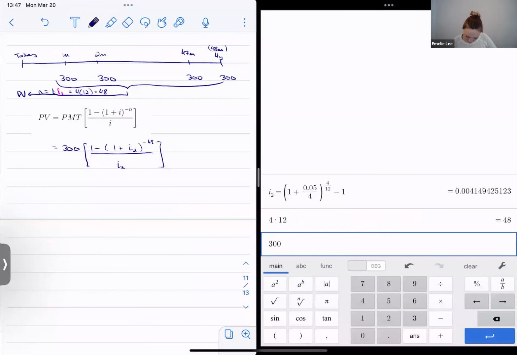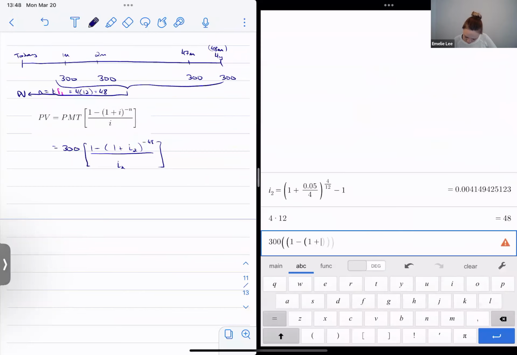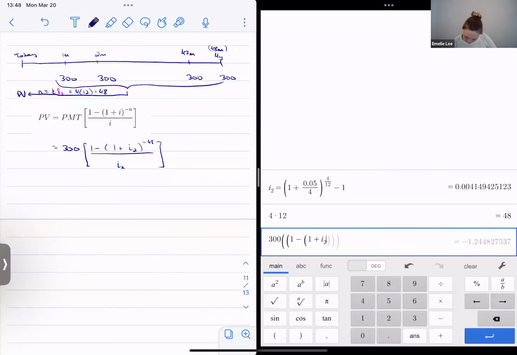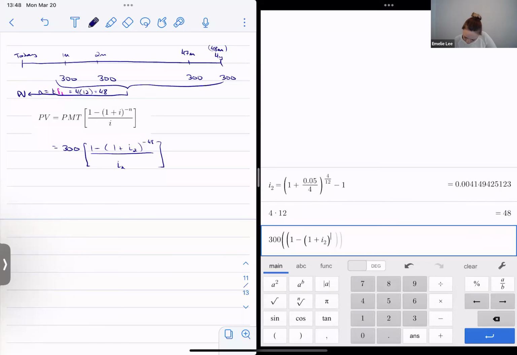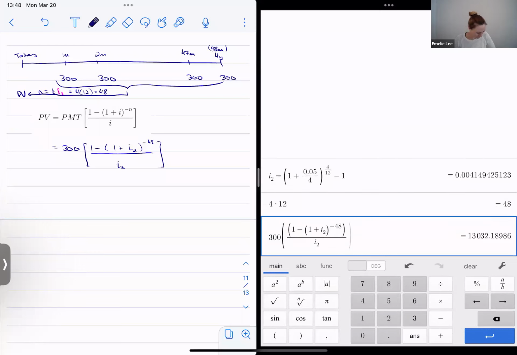$300 bracket 1 minus 1 plus I2. And it just kind of did that subscript. I didn't have to tell it to the power of negative 48. Step that down, close it, divided by I2. Let's see here.